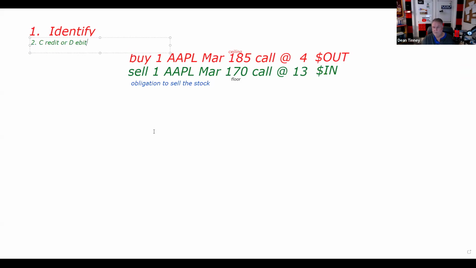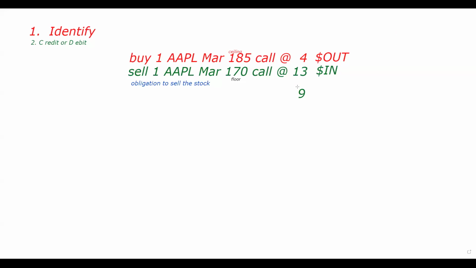All right, so we've determined it's a debit or credit spread. We said credit. The next thing we have to do, let's just put that here. The net credit is 9. Let's put that there. Boom. That's 9 points. And let's put a little line there.